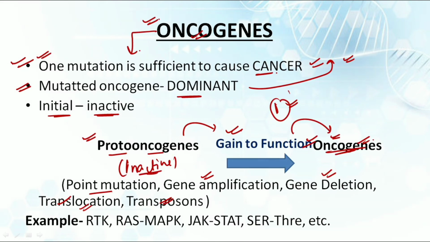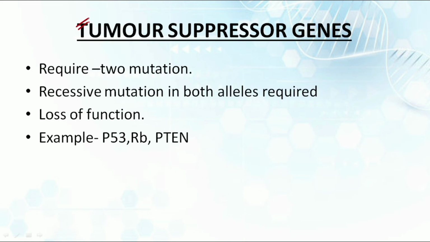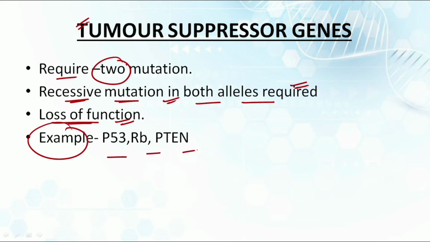And the most common examples for the oncogenes include RTK, RAS-MAP kinase pathway, then we have JAK-STAT pathway and the serine threonine kinase pathway. We will be dealing with each one of them when we will be studying about cell signaling. For the time being, just remember about these examples. Now the second one is the tumor suppressor genes. So tumor suppressor genes require two mutations. There is the recessive mutation in both of the alleles being required. There occurs loss of function, and the examples are P53, RB and PTEN. So now this was about the oncogenes and the tumor suppressor genes.